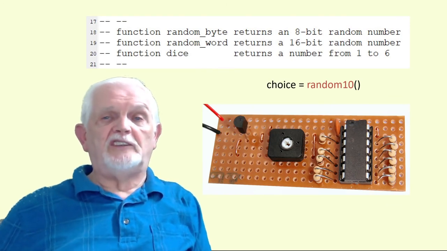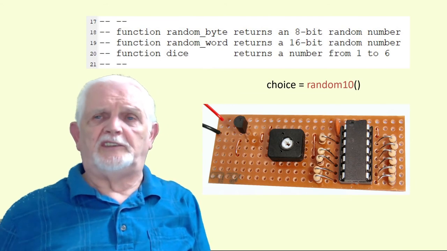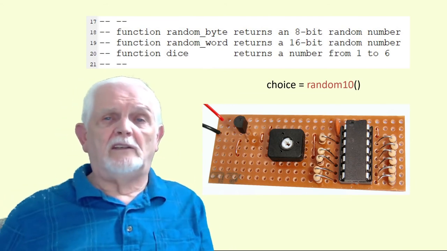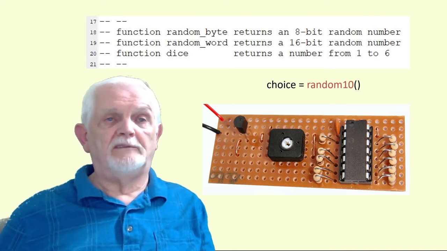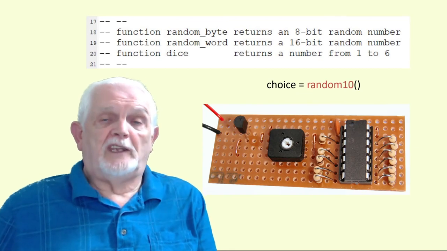And the beauty of that is, I wanted 10, didn't want 6. So I went in and I rewrote it to do 10. And I saved it as random 10 instead of dice. It's as easy as that.